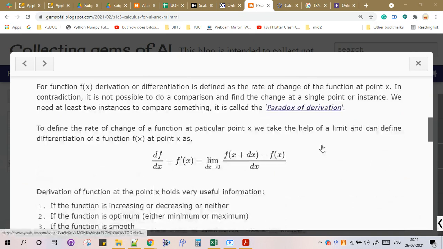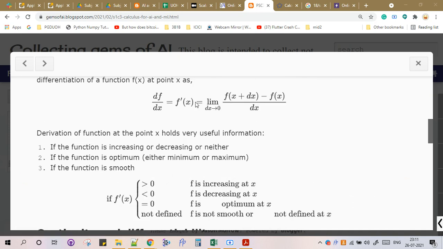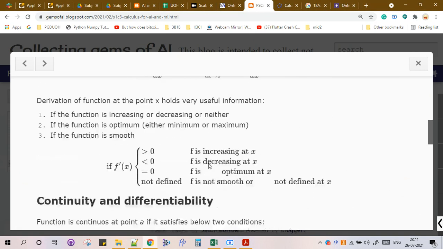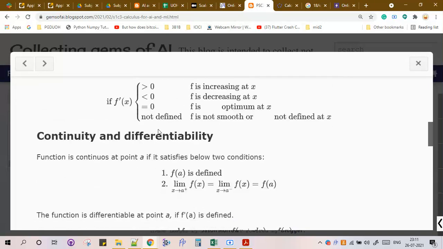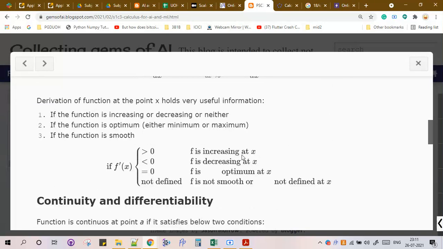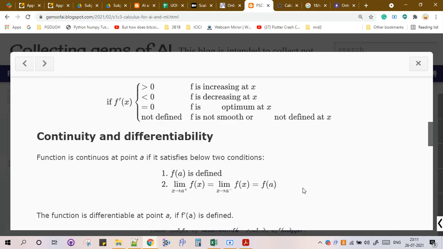Okay, so derivation, differentiation, I'm just not going into this thing. We just show this. If it is greater than 0, function is increasing, less than 0, decreasing, 0, that means optimum. If f dash x is not defined, f is not smooth or not defined at x, right?